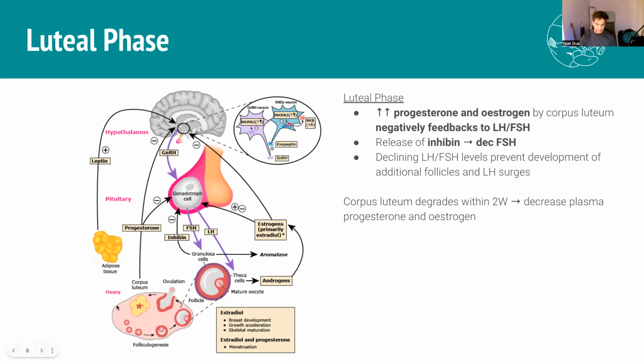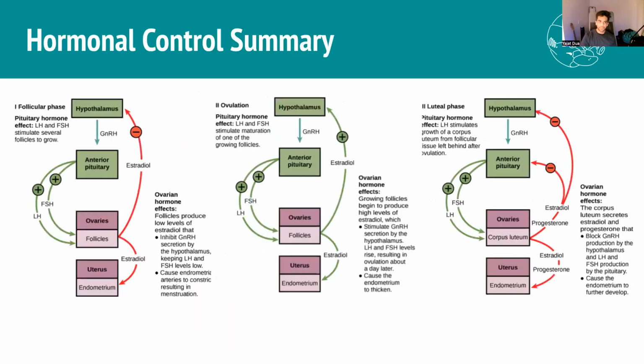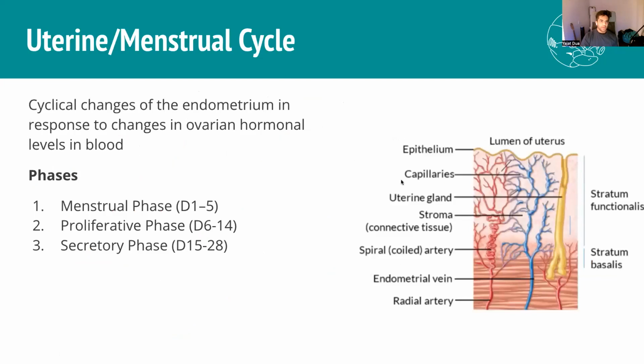If there's no fertilization, the corpus luteum then degrades, because that was providing the hormonal support. And so there's a decrease in plasma progesterone and estrogen, and then we restart back at the follicular phase. So this is the overall summary: the follicular phase, the build-up, the peak, the LH surge causing ovulation, and the luteal phase. You can go through this in your own time. Okay, that's 2 cycles done.